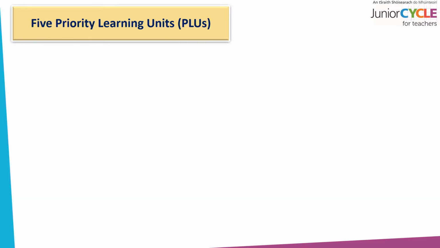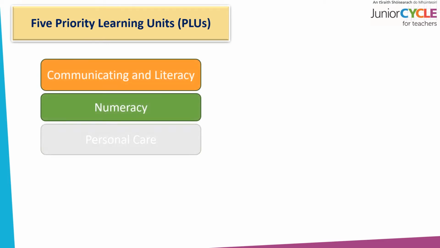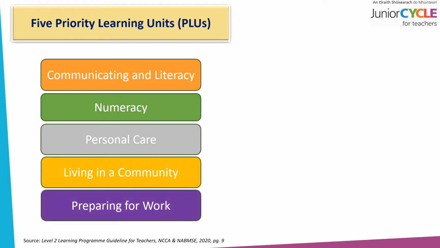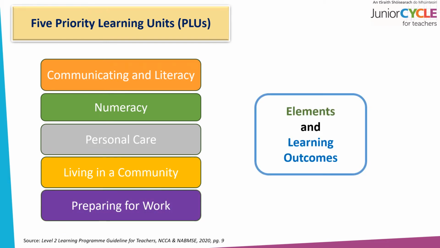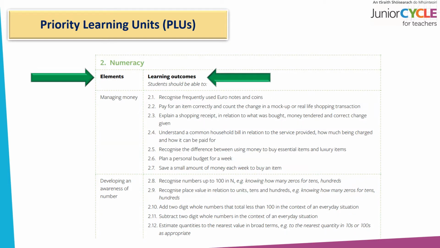Students following the Level 2 learning programme engage with 5 Priority Learning Units, or PLUs. The 5 PLUs are Communicating and Literacy, Numeracy, Personal Care, Living in a Community, and Preparing for Work. Each PLU is set out in terms of elements and learning outcomes. The elements of a PLU identify the important learning that a student will experience, and each element in turn has a set of associated learning outcomes.